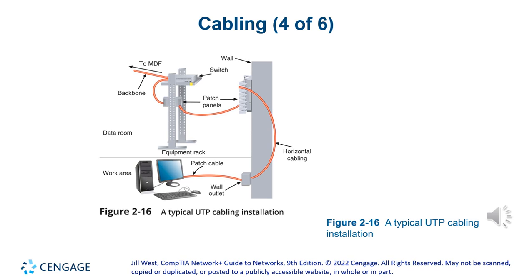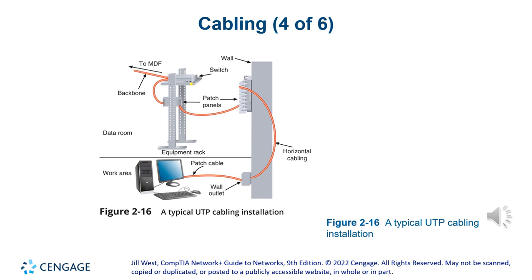Remember, horizontal because it's going across a floor, across a room, from corner to corner, from side to side. So that's horizontal. And it goes to the wall jack. So that's where you want to have 90 meters from the wall jack to the switch. So you can allow 10 meters for the patch cable from the wall outlet to the computer, for a total of what? 100 meters.